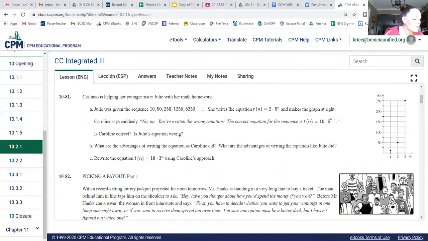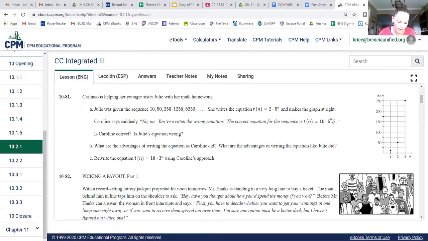On problem 1, there's a typo that should say Caroline is helping her younger sister Julie with her math homework. Julie was given the sequence 10, 50, 250, 1250, 6250, and she writes the equation t of n equals 2 times 5 to the power of n and makes the graph. Caroline suddenly says, no, you're writing the wrong equation. The correct equation is t of n equals 10 times 5 to the power of n minus 1. It should be a minus 1.